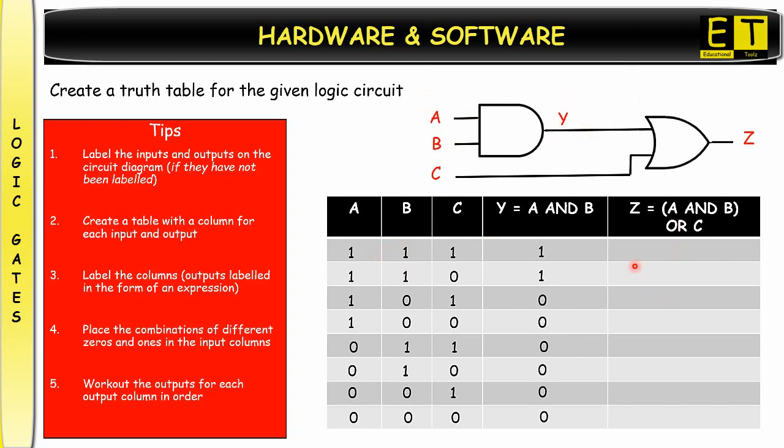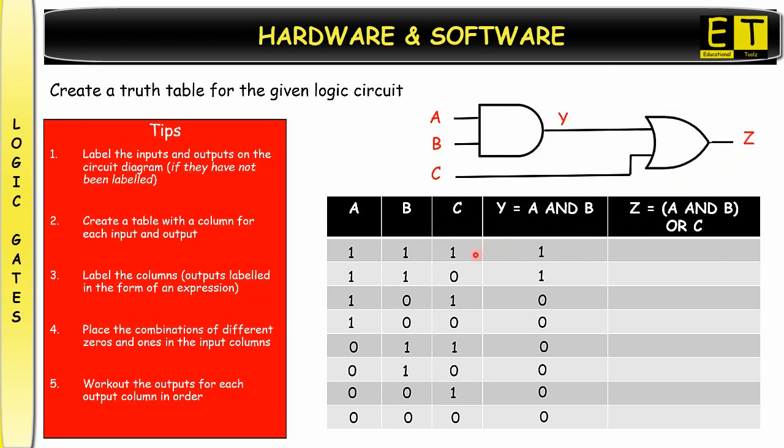The final column is based on the input from C and Y. So we will be focusing on these two columns. And as you can see from the logic gate, it's an OR gate. So either one of them needs to be true in order for the output to be true. If they both are true, then the output is true. And if both of them are false, then the output will be false.